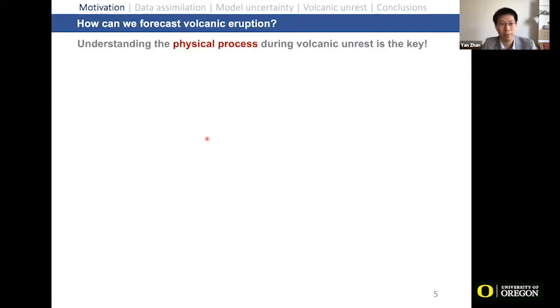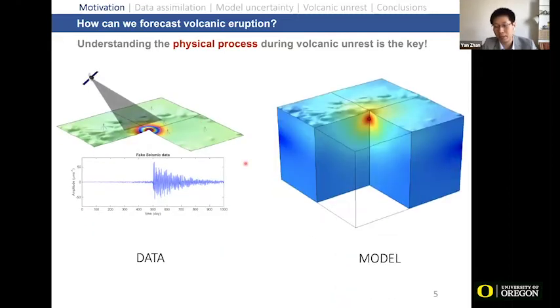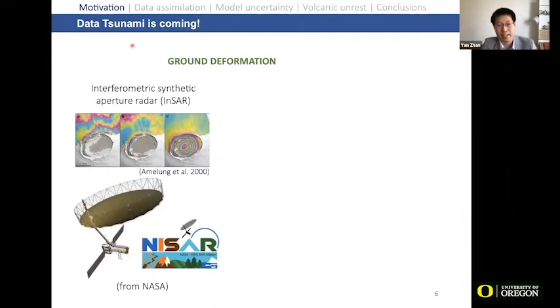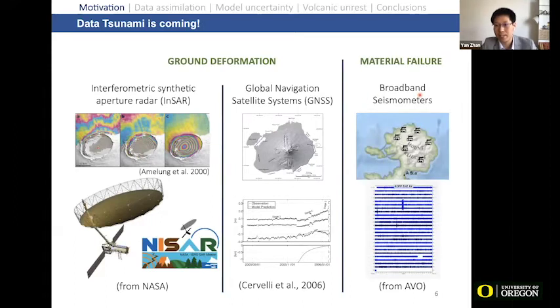So what can we do? We need to understand the physical process during the volcanic unrest. What we need is both high quality data and also a quantitative model based on that physics. For the data, we are very lucky since the data tsunami is coming. We can constrain the ground deformation by high spatial resolution InSAR data or high temporal resolution GNSS data. And on the other side, more and more broadband seismometers have been installed on volcanoes, so we can know some information about the material failure process.